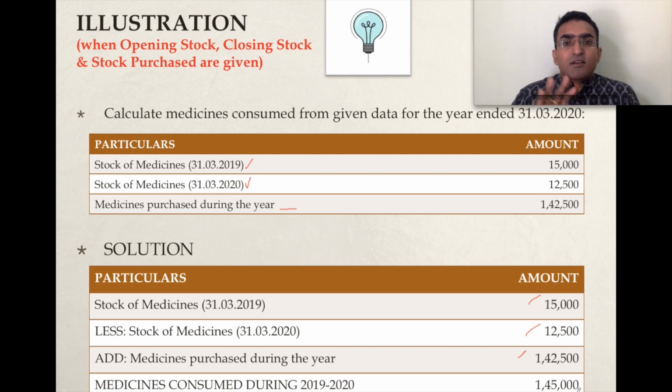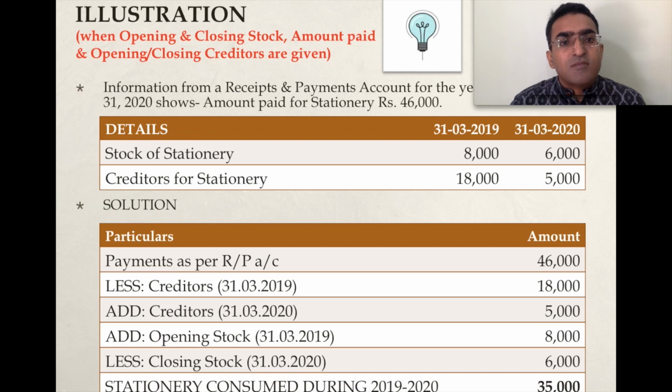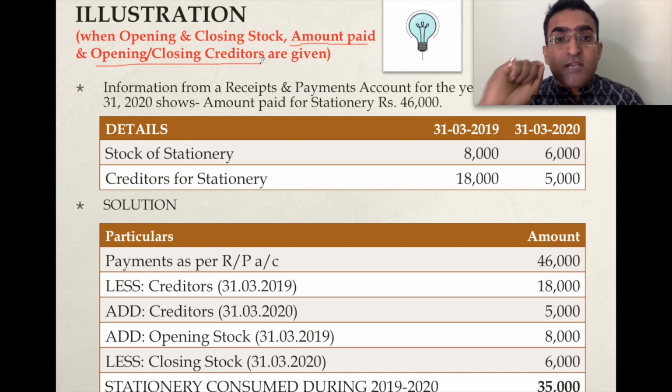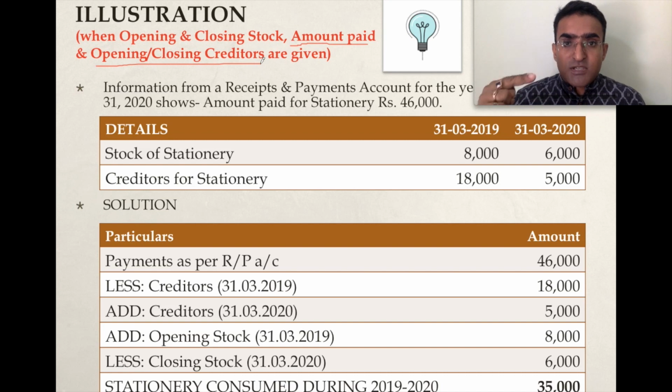See, children, there are 3 variations in the consumable stock category. So this is the first one and the basic elementary one. Now here comes the next one. Apart from the opening and closing stock, you have been given some more information, and that is not the purchases, it is the amount paid, and opening and closing creditors. What are the creditors? That means the opening and closing unpaid amount for these items. The items were purchased, but the payment has not been done. Okay, this is what it is.